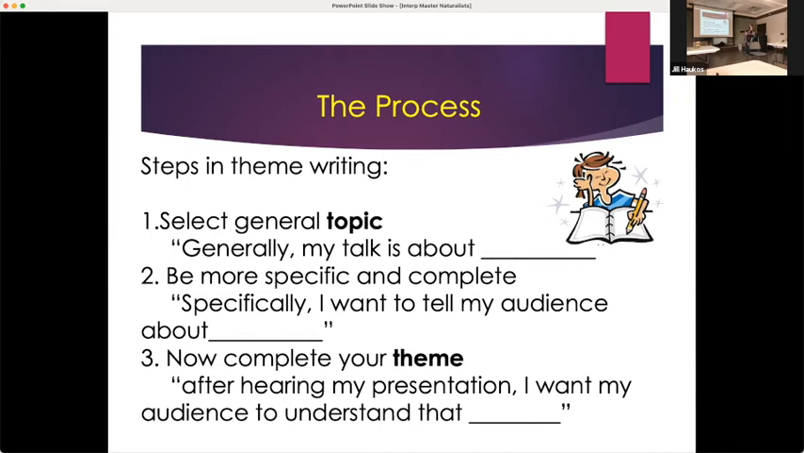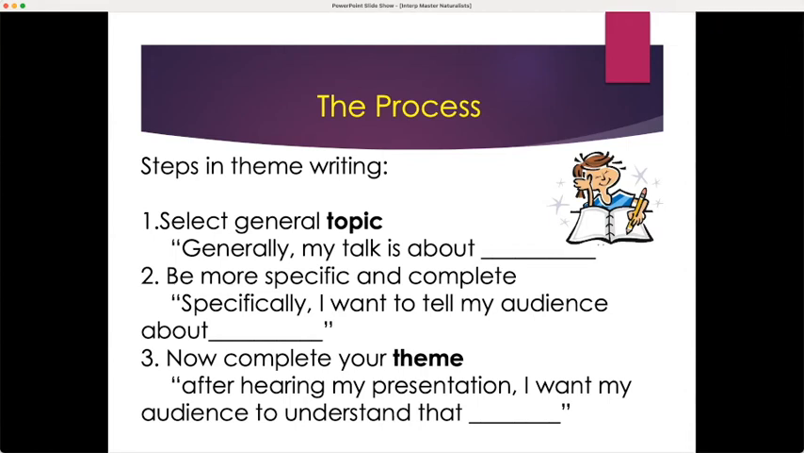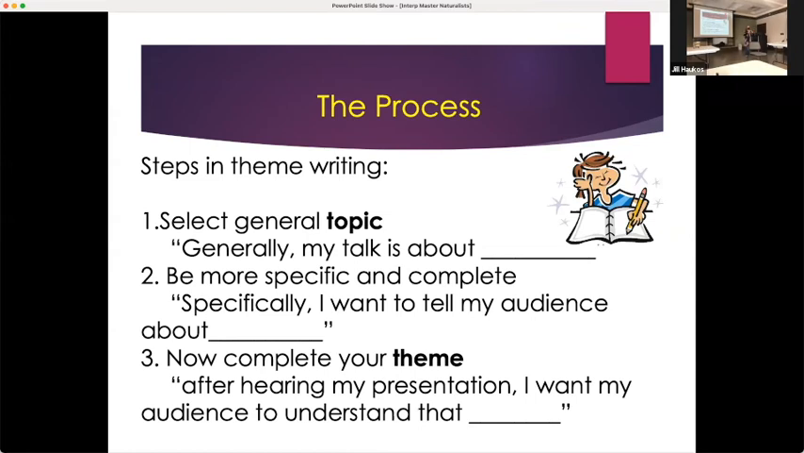Now complete your theme. After hearing my presentation, I want my audience to understand that the tallgrass prairie is an endangered ecosystem. So you use this pattern here to help fill in the thoughts to create your theme statement. And your theme statement is the overarching important thing, why you're doing this, what you want your audience to do. So let's try it out.